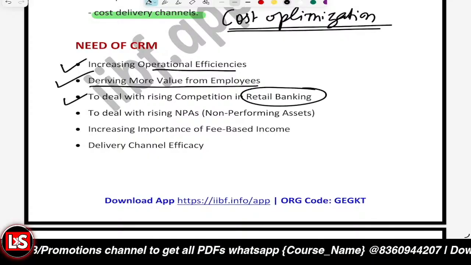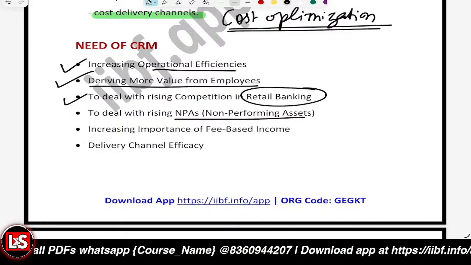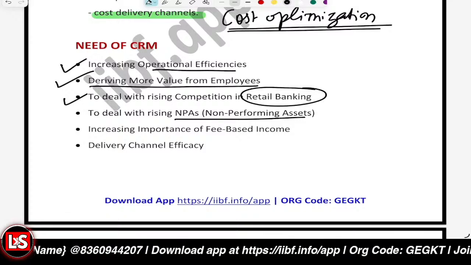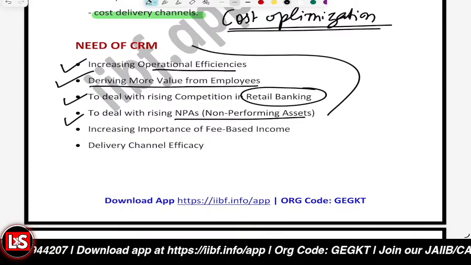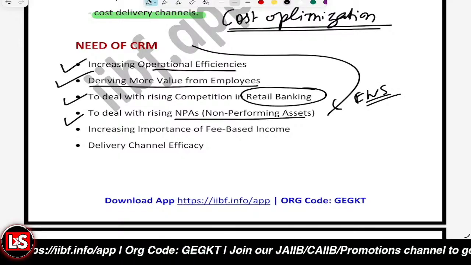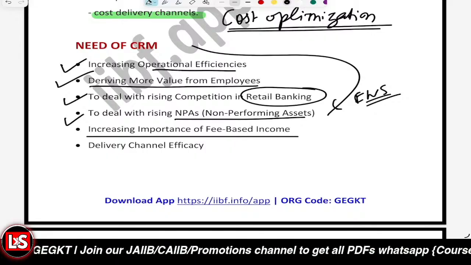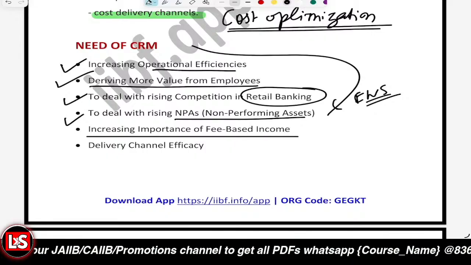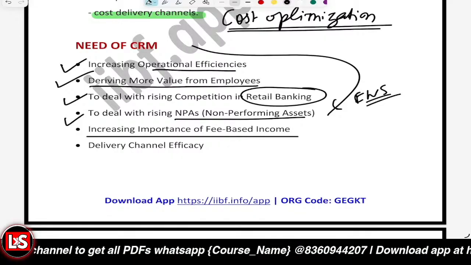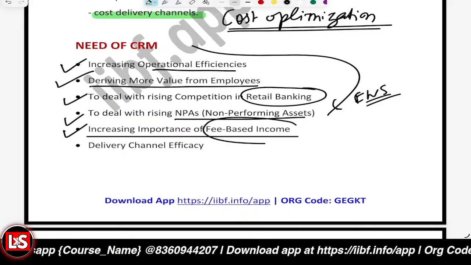And definitely we can be managing the NPAs in a much better way. Why? Because customer data is already with us, the customer behavior analysis is already with us, so we can analyze the early warning signals. So CRM can help us to identify the EWS, early warning signals, right? And the CRM increases the fee-based income also, because using the CRM, we can cross-sell, we can upsell. Now, when we do cross-sell like insurance, mutual fund, credit card, etc., or the locker account, or demat services, or even the advisory services, we can earn more fee-based income.